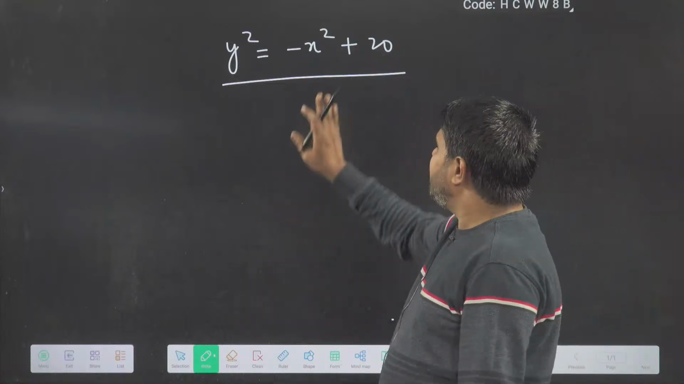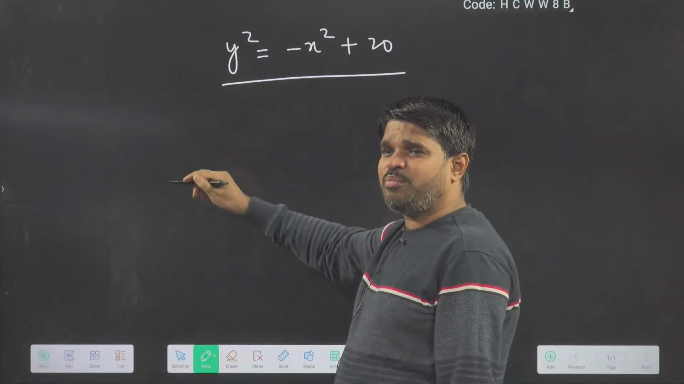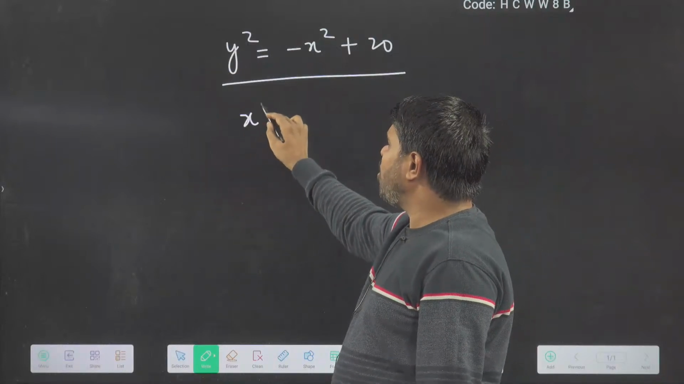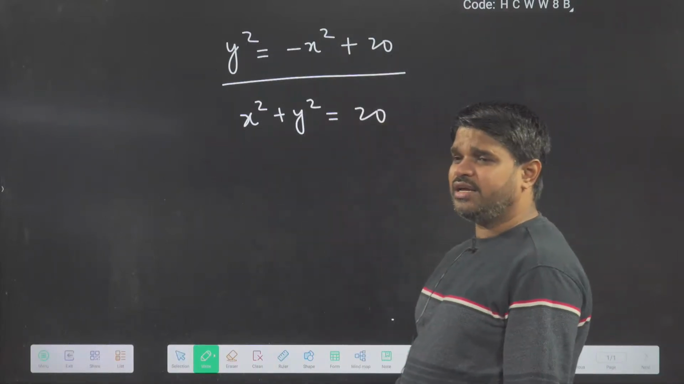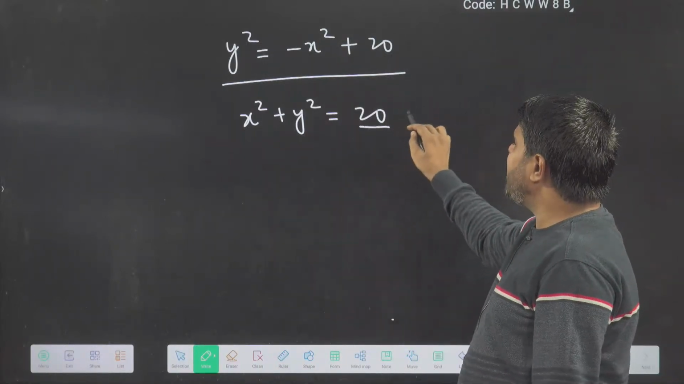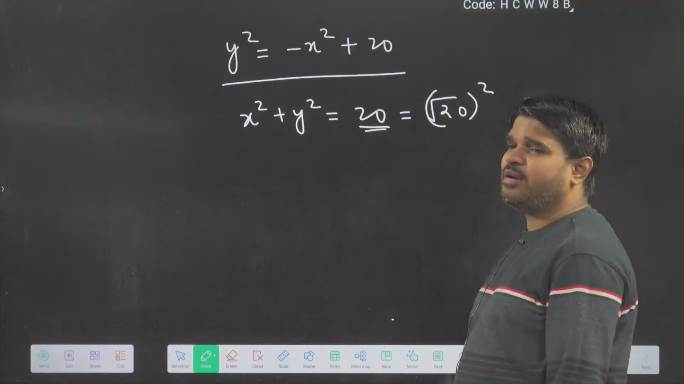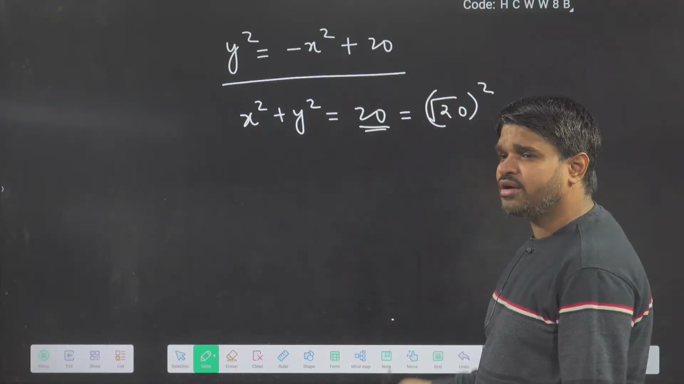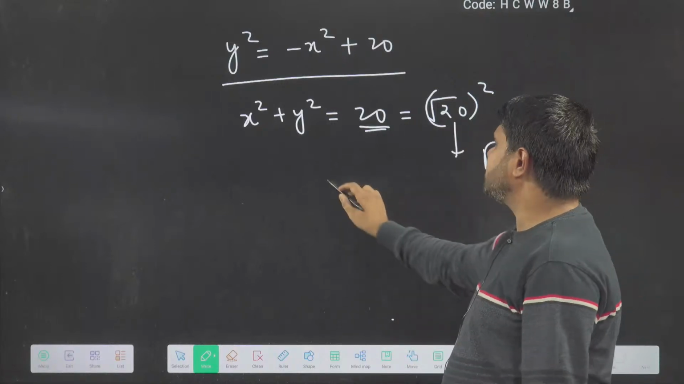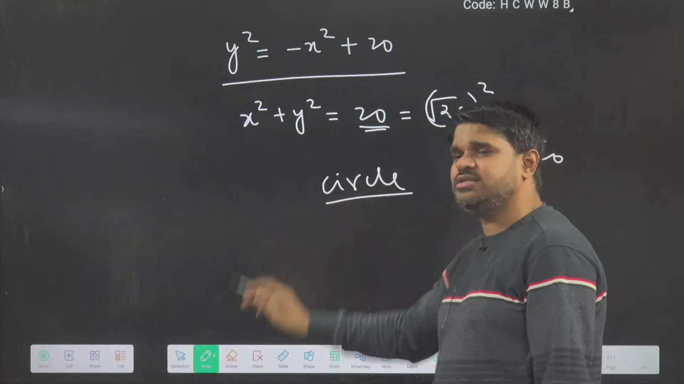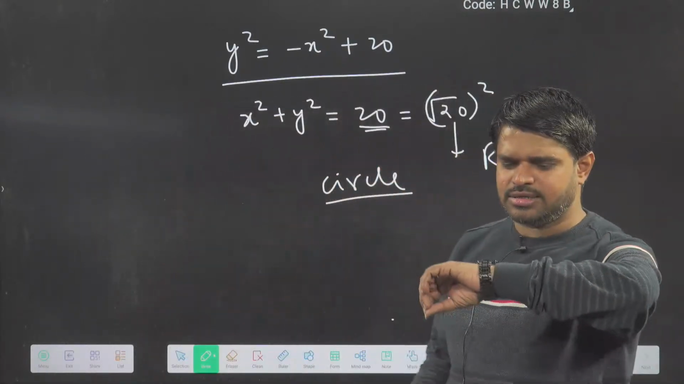Circle. Yes, if I send this minus x square to this side, it becomes plus x square. So what I got: x square plus y square equals 20. Now 20 I can write as root 20 whole squared. So basically the radius is root 20, and it is a circle.